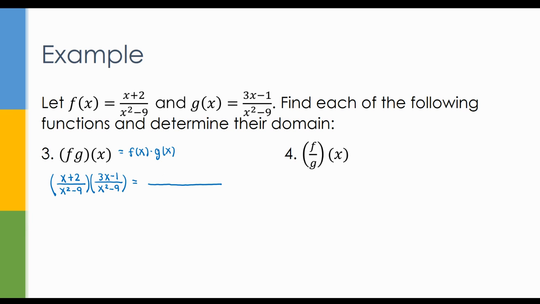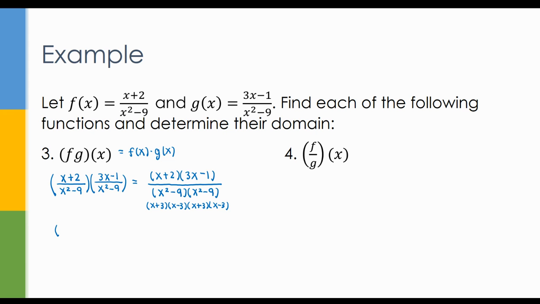You know what? Let's just write it like this for right now, before I factor this. So let's write it as x plus 2 times 3x minus 1. And then same idea on the denominator: we've got x squared minus 9 times x squared minus 9. Technically, like I said, the denominator is factorable. That factors into x plus 3 times x minus 3, and it happens not once but twice, because there are 2 of them.